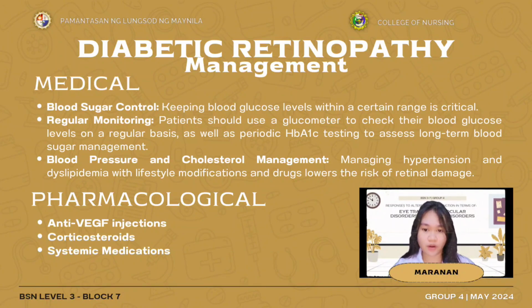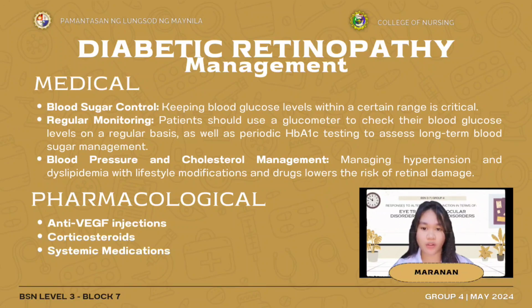So for pharmacological management, we have the anti-VEGF injection. As I talked about regarding possible treatment, I also mentioned some sample drugs. These are the primary pharmacological treatment for diabetic macular edema and proliferative diabetic retinopathy. They help in reducing retinal swelling and inhibit the growth of the abnormal blood vessels.